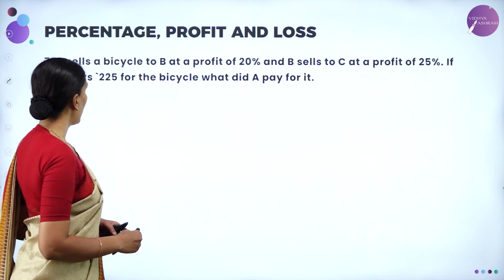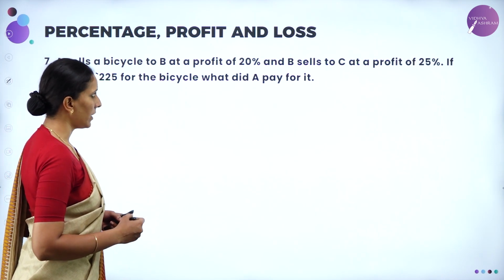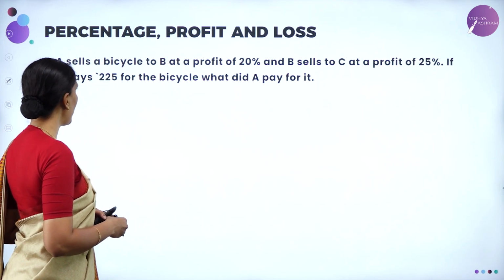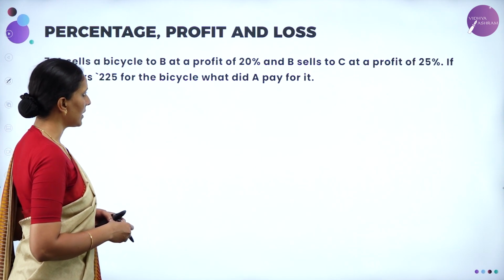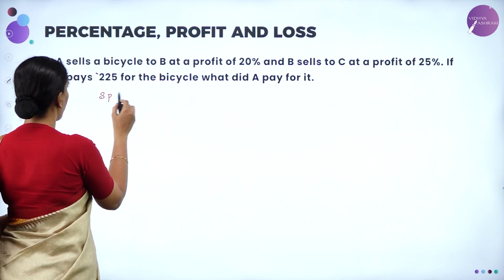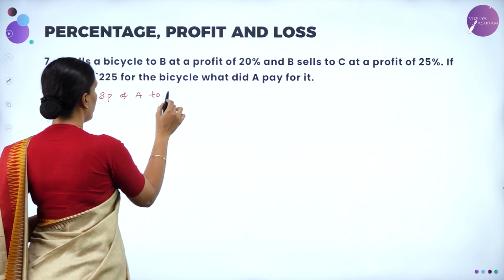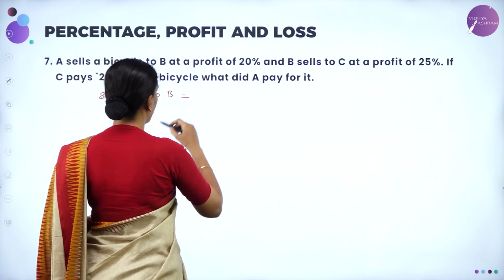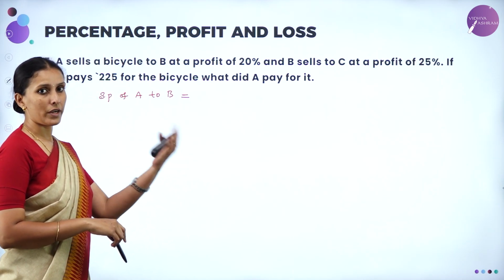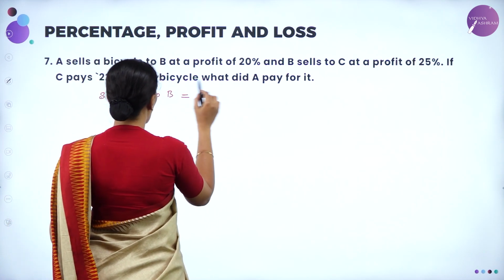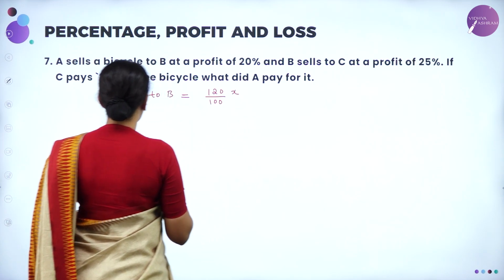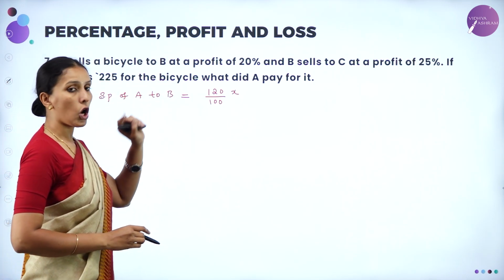A sells a bicycle to B at a profit of 20% and B sells to C at a profit of 25%. If C pays 225 for the bicycle, what did A pay for it? So now, selling price of A to B was at a profit. So if the cost price is 100, then the selling price was 100 plus 20, that is 120. So if we take the cost price as X, then this will be 120 by 100 X. Selling price of A to B is nothing but cost price of B.